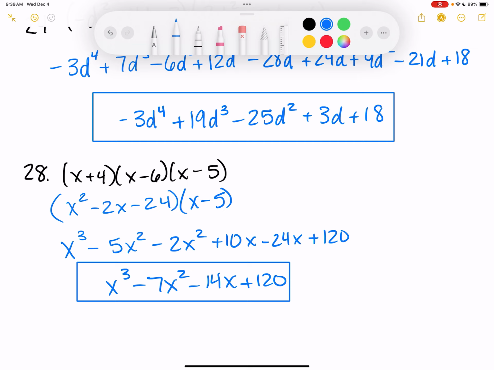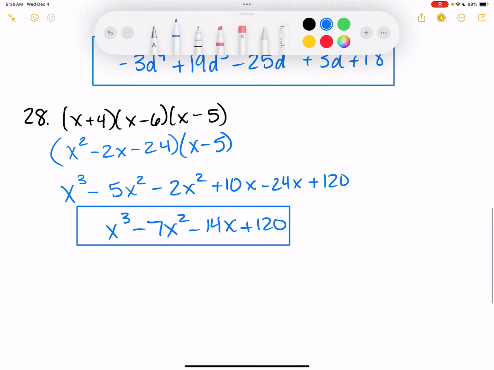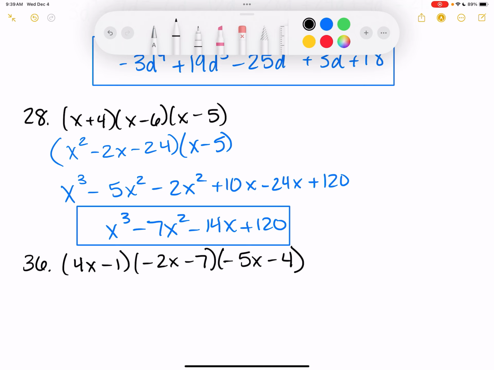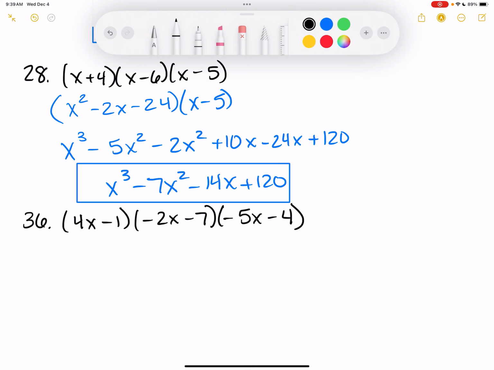All right, I want you to try the next one on your own, just like this one. And then we'll go over it. And then we have a couple more things in this section. 4x minus 1 times negative 2x minus 7 times negative 5x minus 4. So this one might be a little more involved than the previous one, but you do the same thing. So multiply the first two together, simplify it down until you get to something like what I had in this first parentheses, and then multiply it by your last parentheses over here.